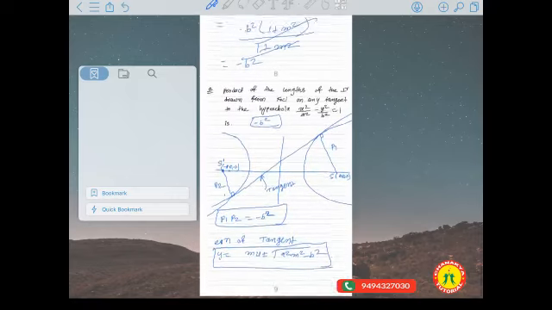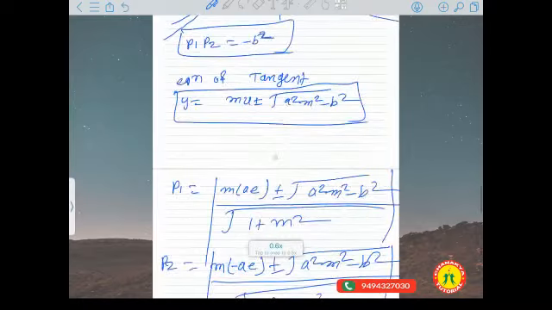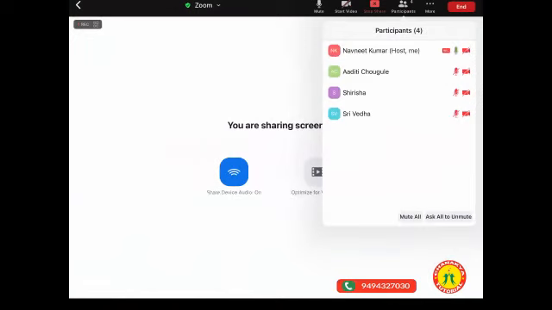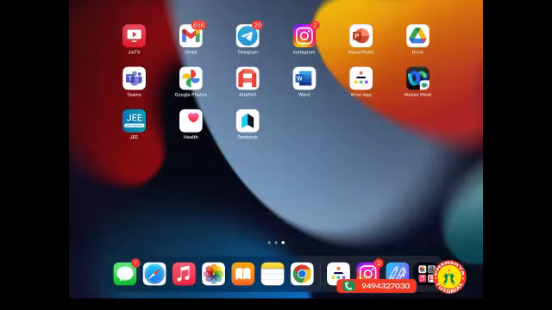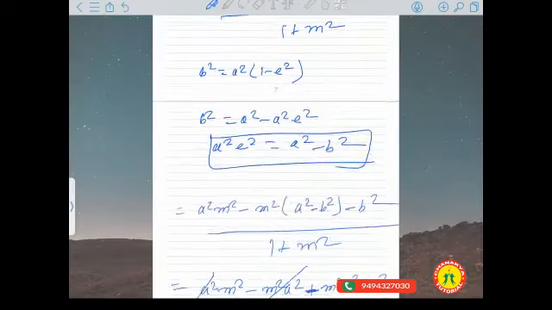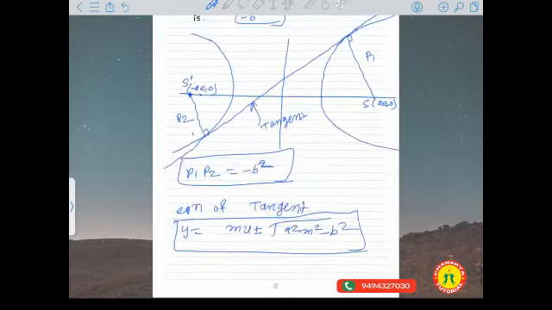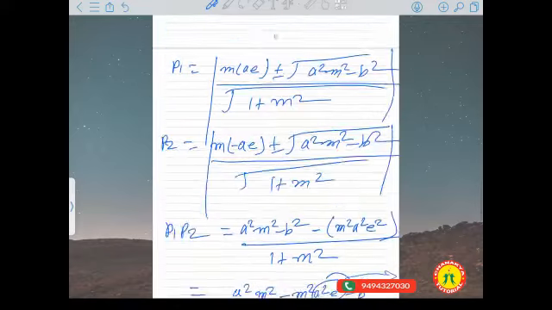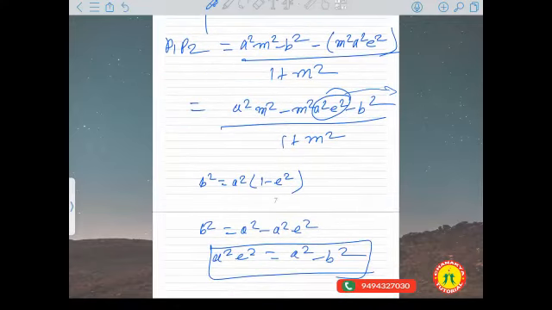Everyone understood? Any doubt? No, sir. Srisha, doubt है? No, sir. Veda, any doubt? No, sir. Aditi, clear है? Concept is clear? Aditi, just confirm concept is clear? Yes, sir.